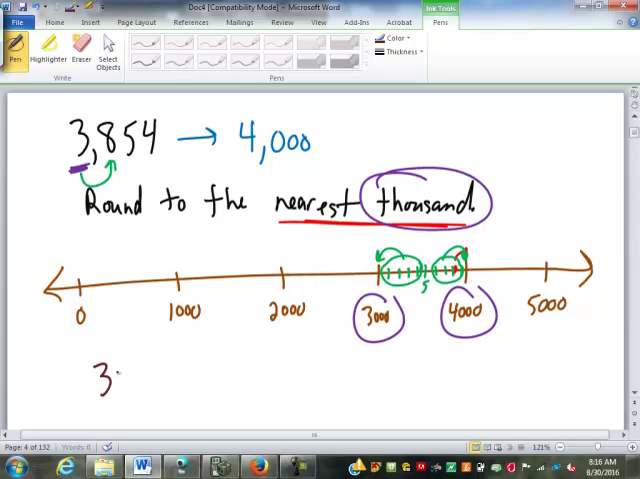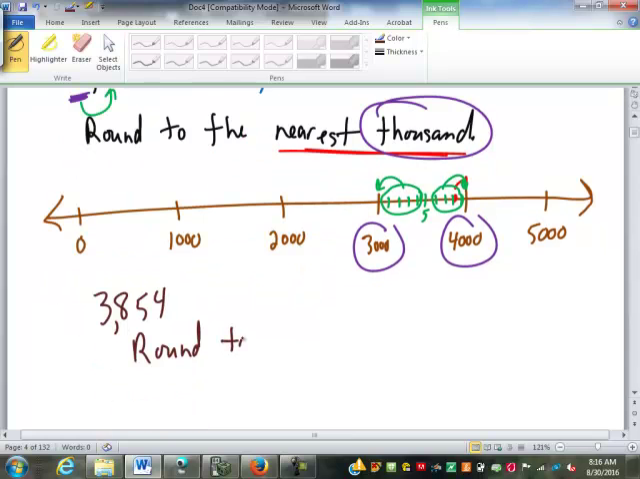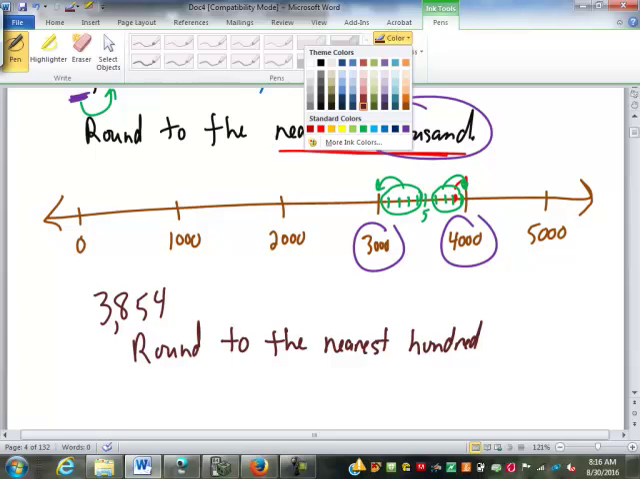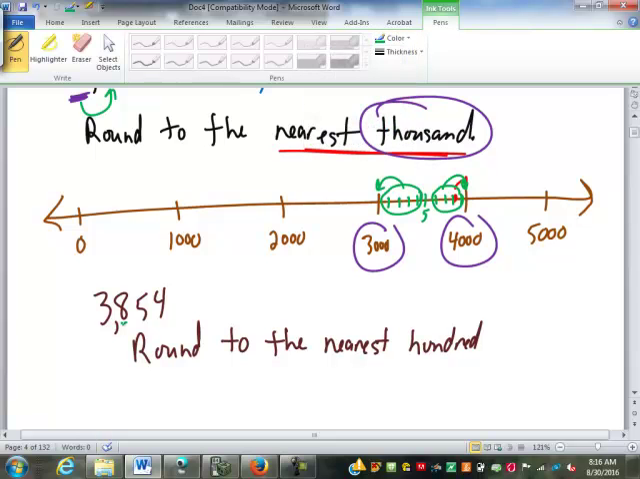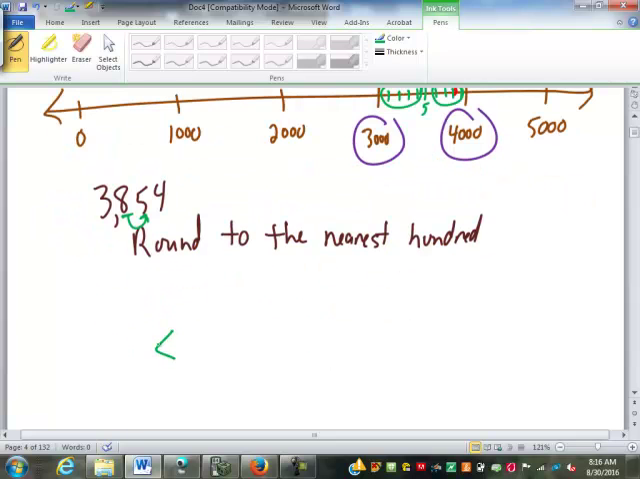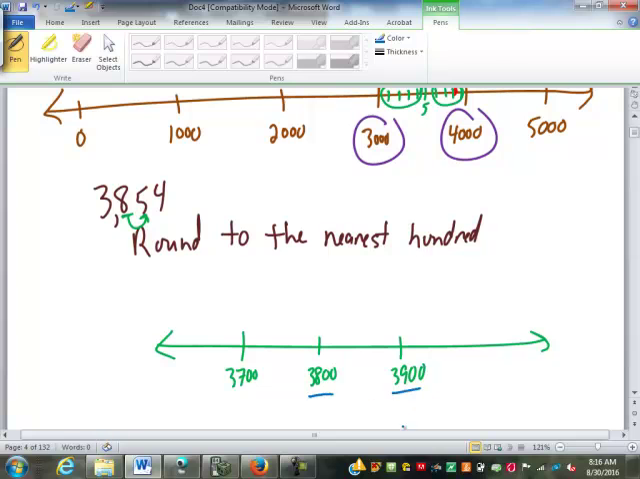What if I gave you that same number and asked you to round to the nearest 100? Well, what's our 100 digit? The 8. We look at the next digit, and that's a 5. Now, if we're thinking of our number line here, that 8, of course, is telling us that we are between 3,800 and 3,900.